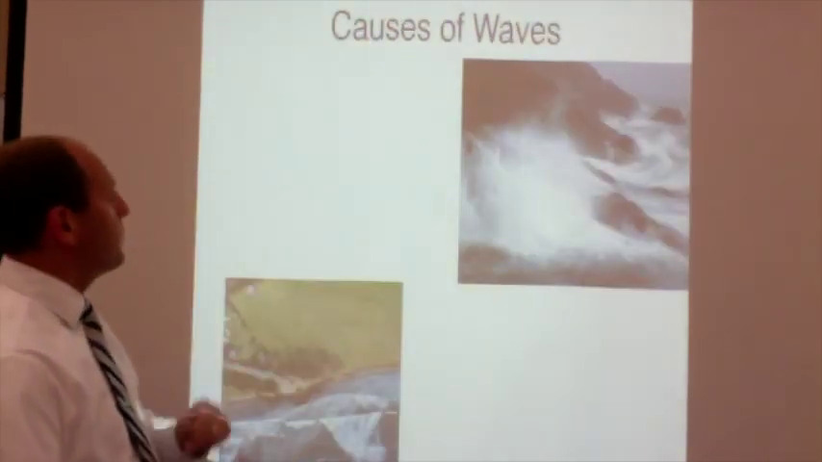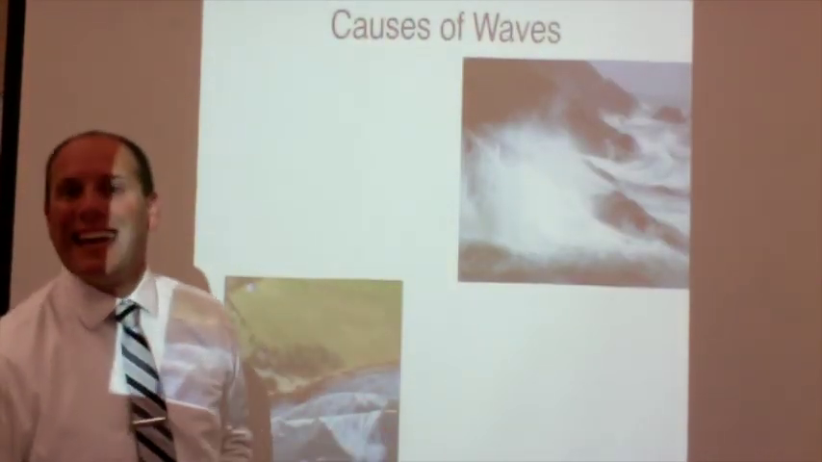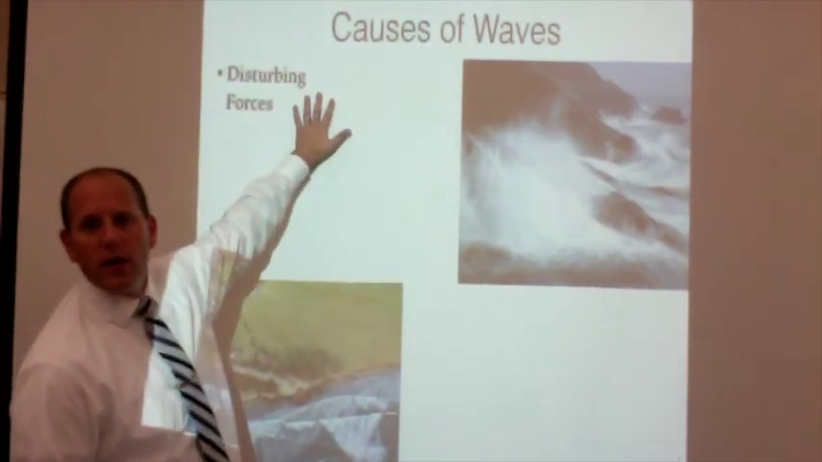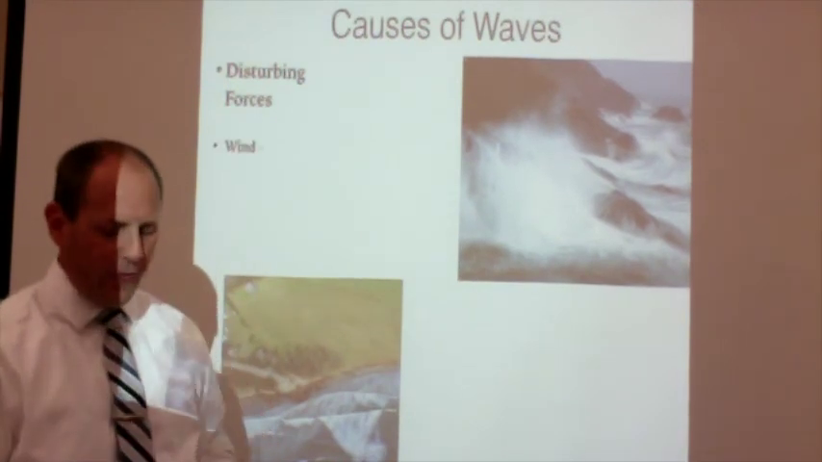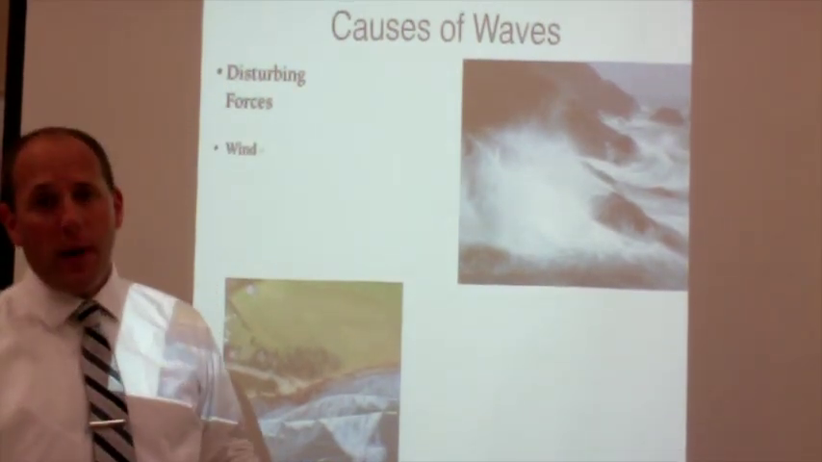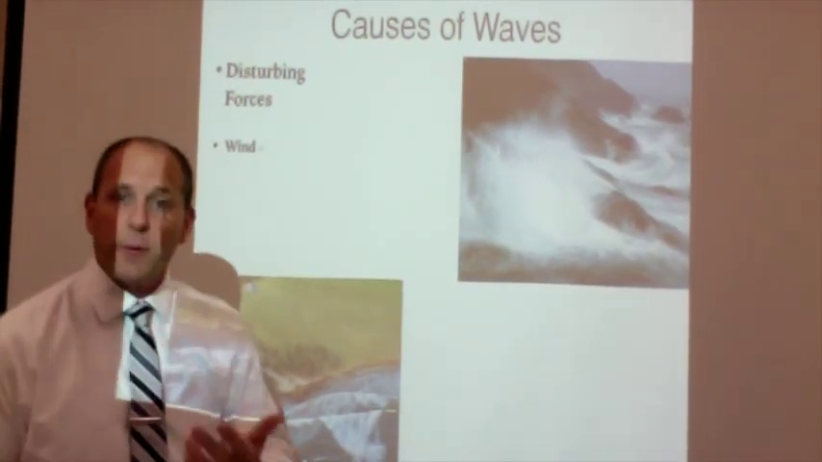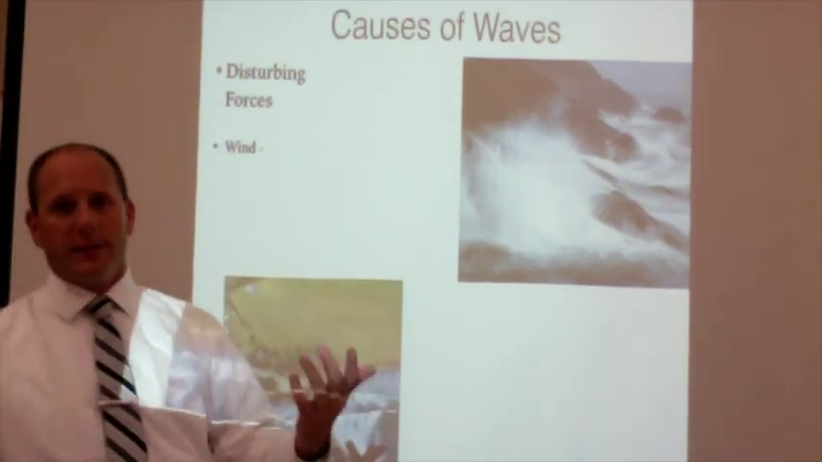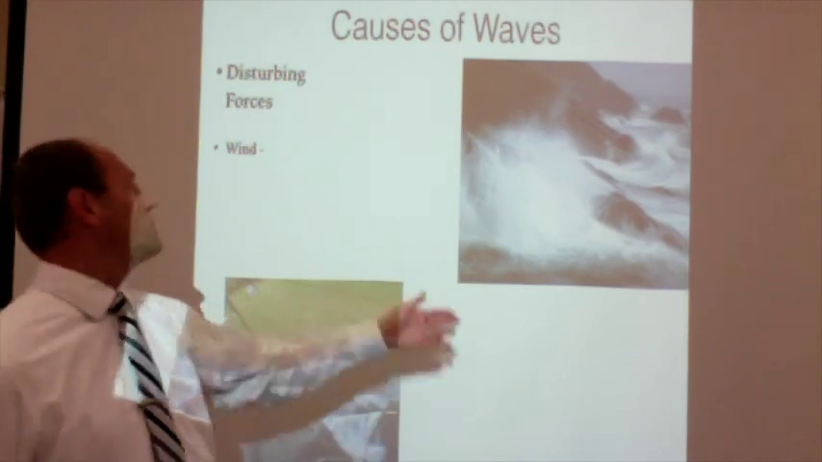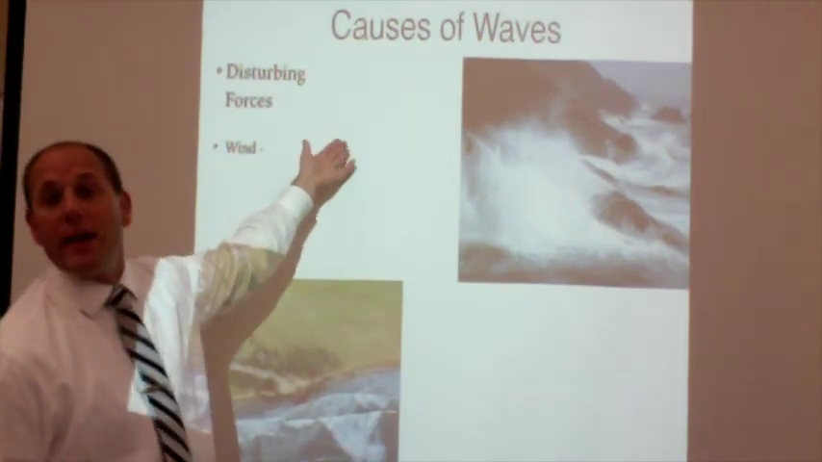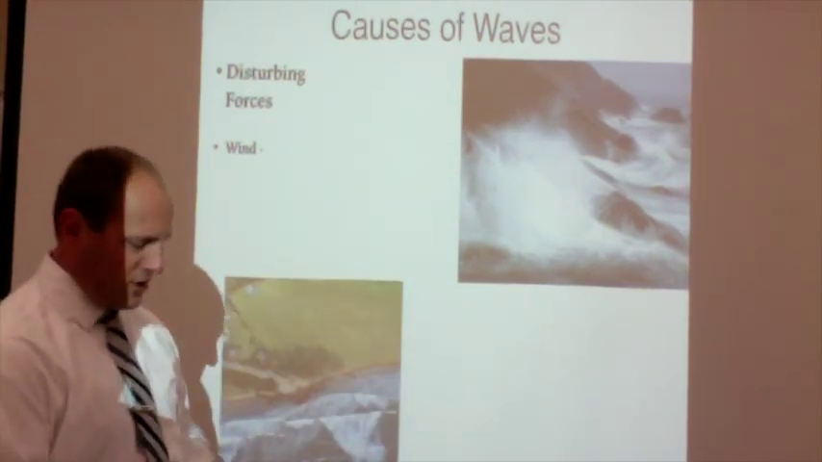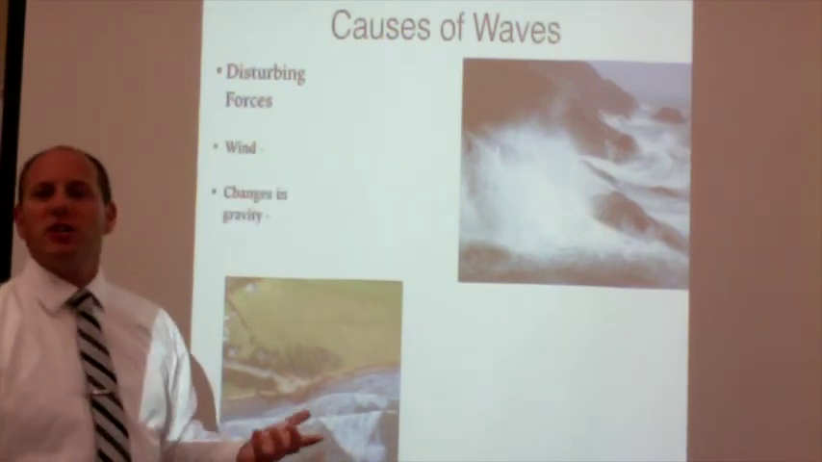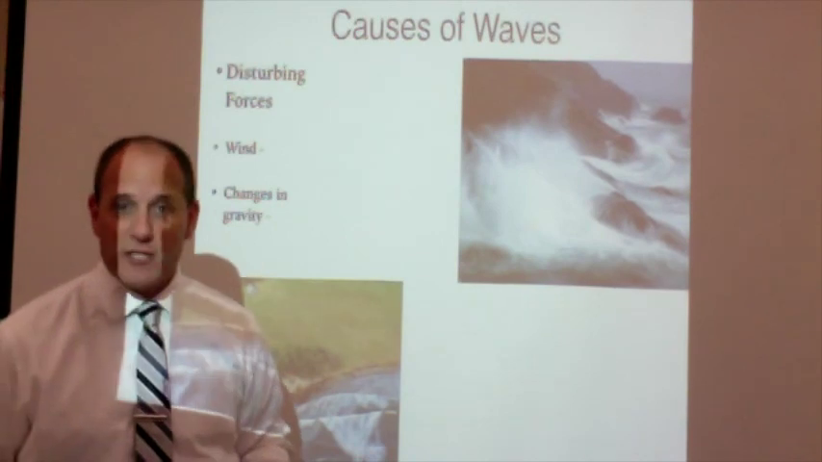Now, how do we get waves in the first place? Well, there's something that has to disturb the water. So we have what we call disturbing forces. And don't think too hard about what those things happen to be. Disturbing forces, the wind is the most important one. It's the most common. We've talked a lot about wind and creating these currents. Well, they're creating these waves. That's part of those surface currents. The wind does that by friction. We have changes in the gravitational pull. I just talked about those tides.